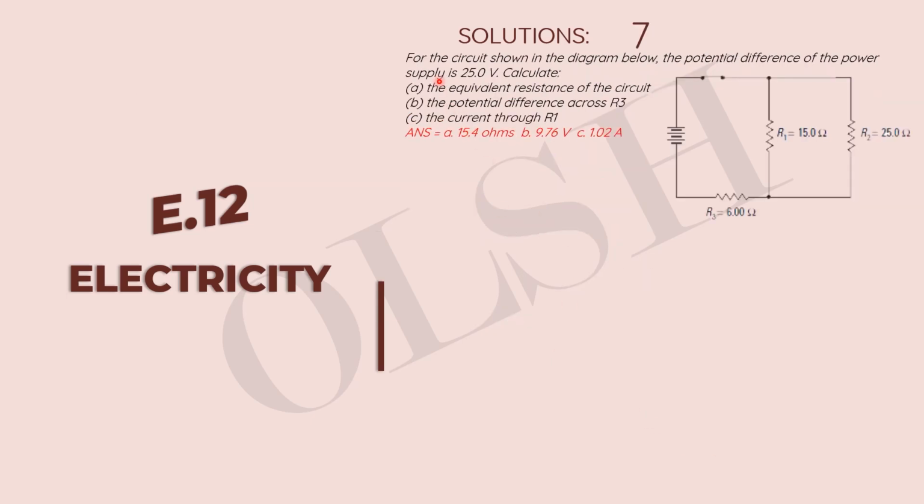For number 7, we have the circuit shown in the diagram below, and the potential difference of the power supply is 25 volts.